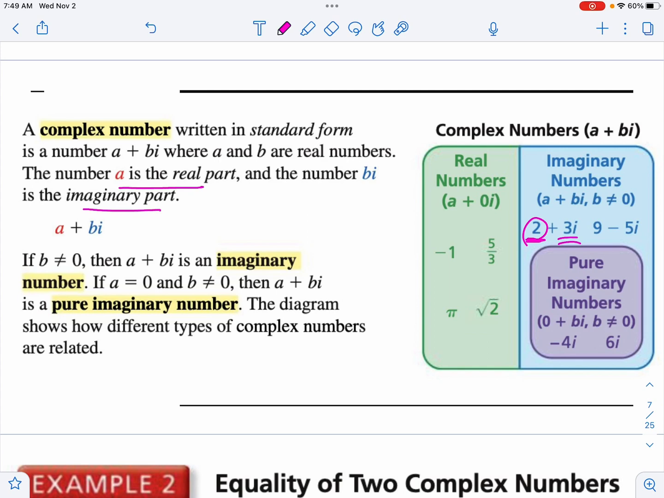If a is 0 and b is not 0, then we have something called a pure imaginary number, which means that there are no real portions to the imaginary number. Remember, a real number is anything that doesn't have i in it. So a real number is any number without i, or an imaginary portion. So these two pieces are your real portions, and then your pure imaginary numbers just contain an i. There's no real portion. So even though that's -4 times i, we view that as one term, and that's a pure imaginary number.